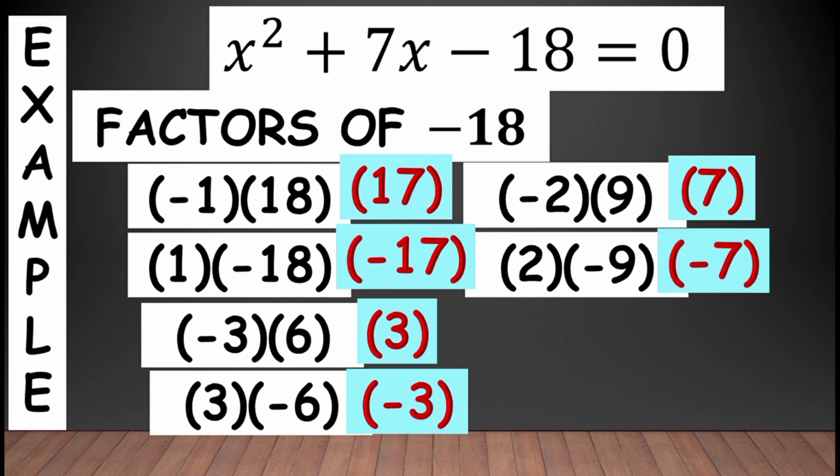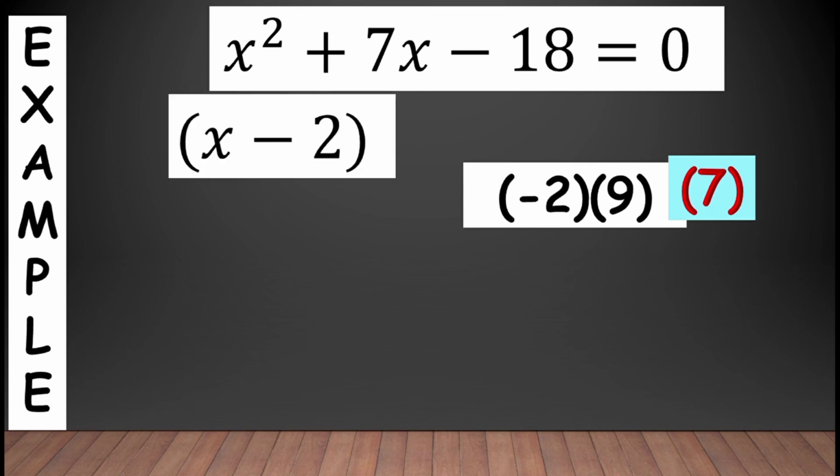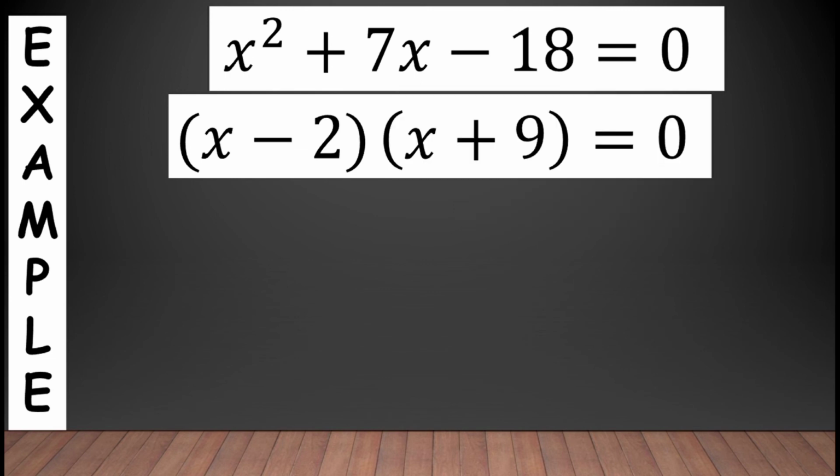So, which of these factors will lead us to positive 7? That is negative 2 and 9. So, using this concept, let us determine the possible factors. We have quantity of x minus 2. The second factor is x plus 9 equals 0.